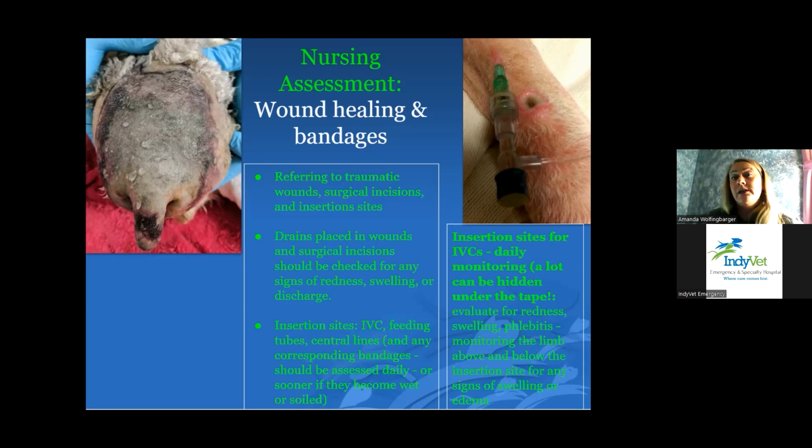So not only is this kid dealing with parvo, he's also trying to deal with this pressure sore that looks pretty ouchy. So that's my example for why we need to be looking at these insertion sites.